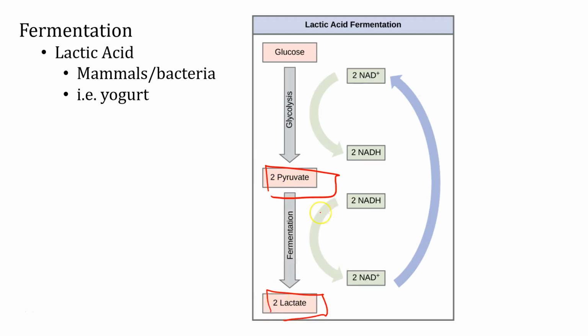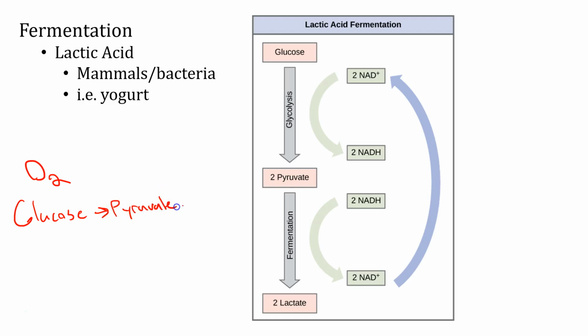Okay, so the big idea here is that in the presence of oxygen, glucose is converted to pyruvate, which is then converted to acetyl-CoA, which is then turned into a lot of ATP through oxidative phosphorylation. Okay, that's when you have O2.